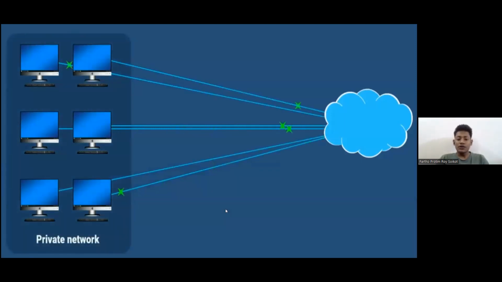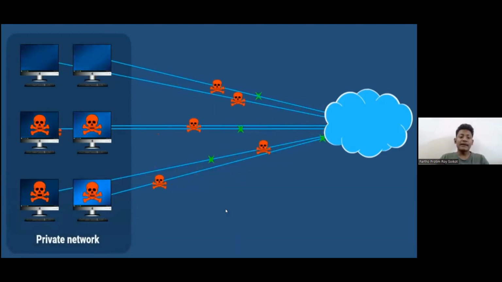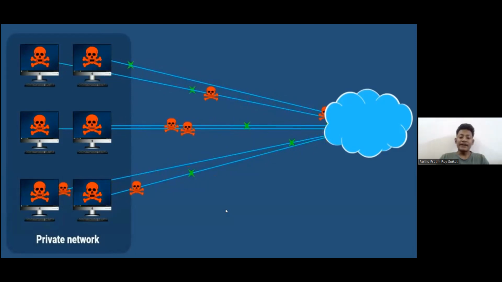To solve this issue, they introduced the proxy server. It acts between the private network and the public network of the server, and it helps to identify the threats and blocks the threats, so that the threats cannot reach the clients.